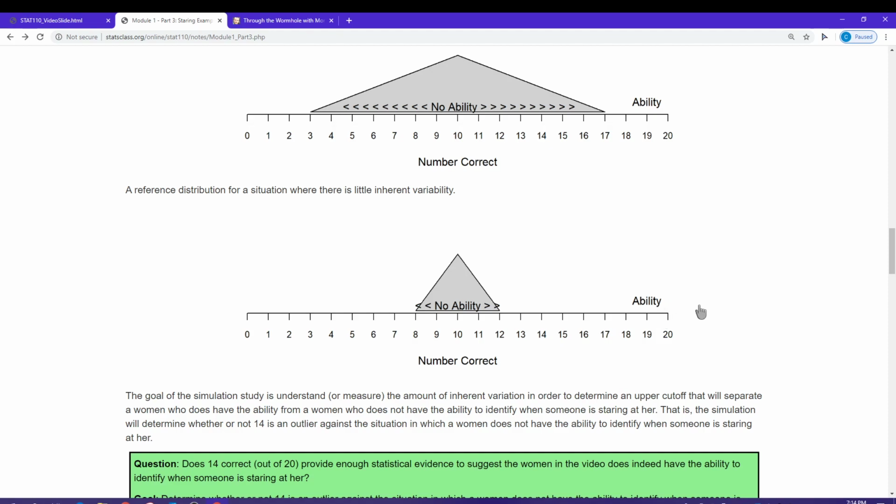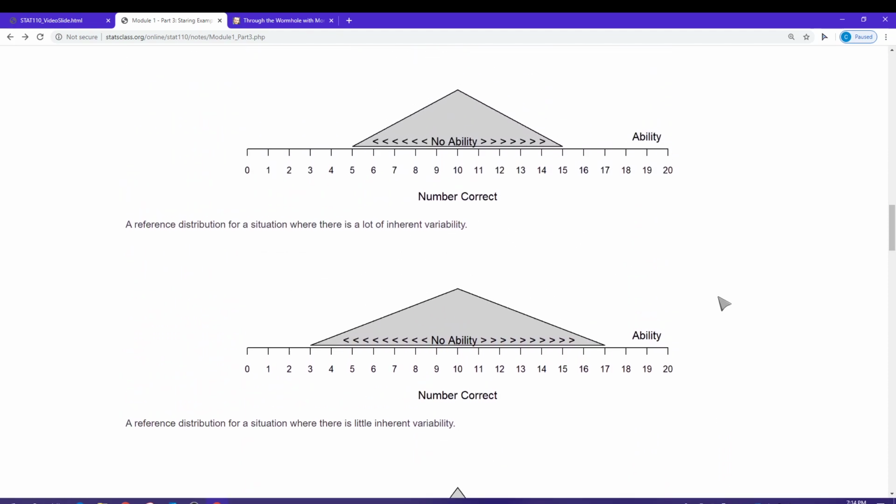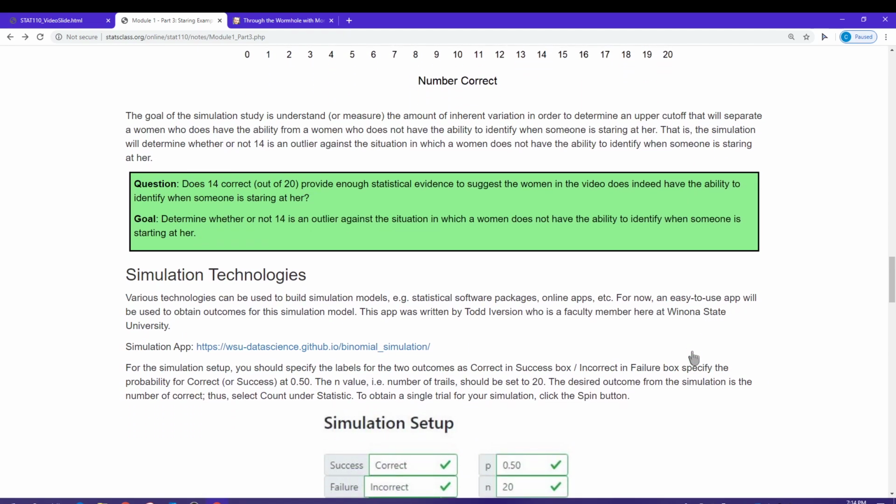So we need to use a reference distribution. We need to construct and understand what that reference distribution looks like in order to separate these 3 different situations. All right, so the big question here that the statistician has to wrangle with and understand is, does 14 out of 20 provide enough statistical evidence to suggest that the woman in the video does indeed have the ability to identify when somebody's staring at her? And what we need to do, or our approach, is to determine whether or not 14 is an outlier against the situation in which a woman does not have the ability to identify when someone's staring at her.